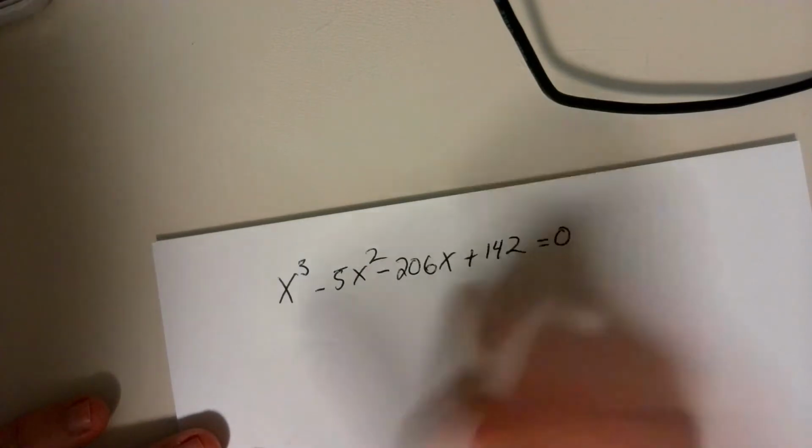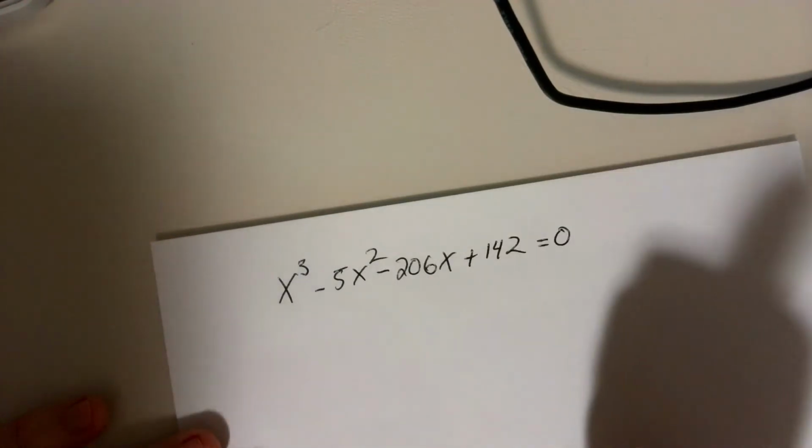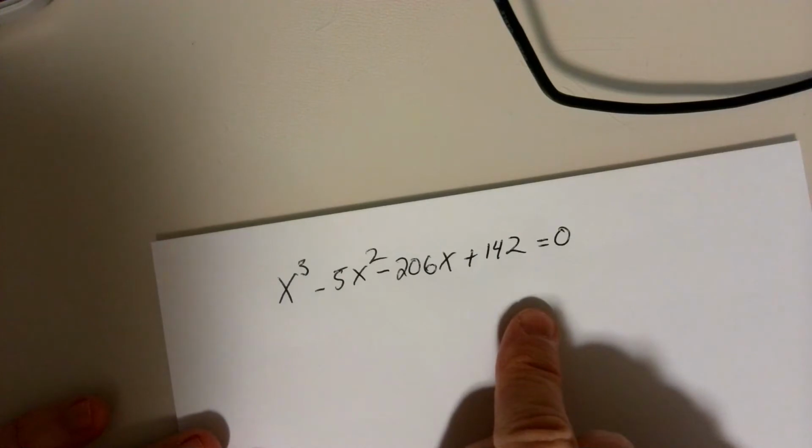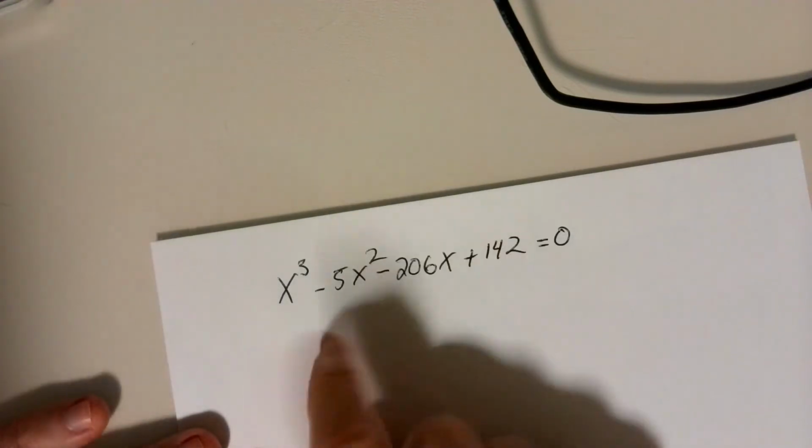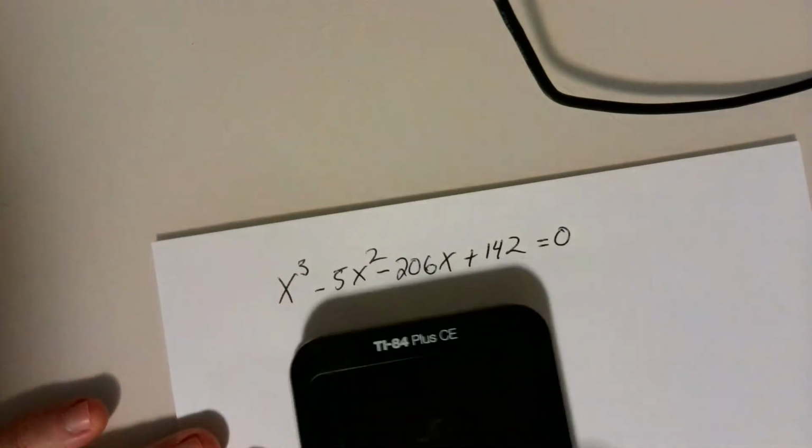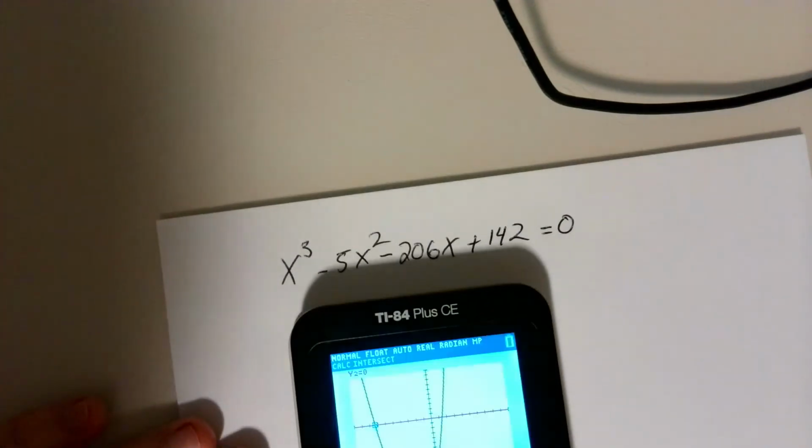So it looks like my only thing that I can do is A, guess and check, which would be brutal. Don't want to do that. Or I can use my graphing calculator. So let's go ahead and put it into here. Go ahead and turn it on.